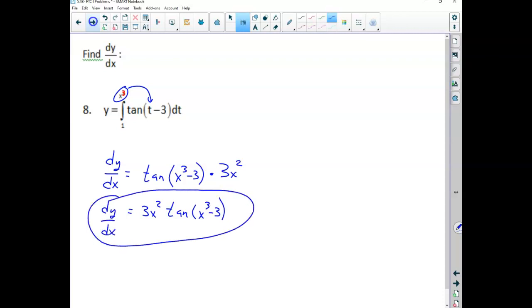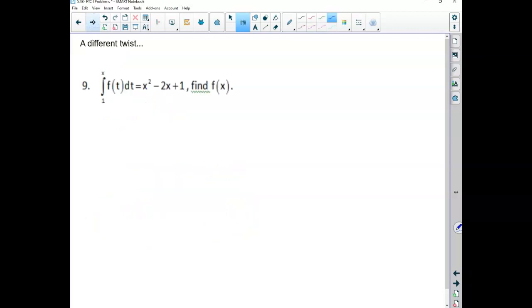Okay? It's kind of a switcheroo from the variables. We're just simply walking in circles. Do you like walking in circles? This next one's a different twist.